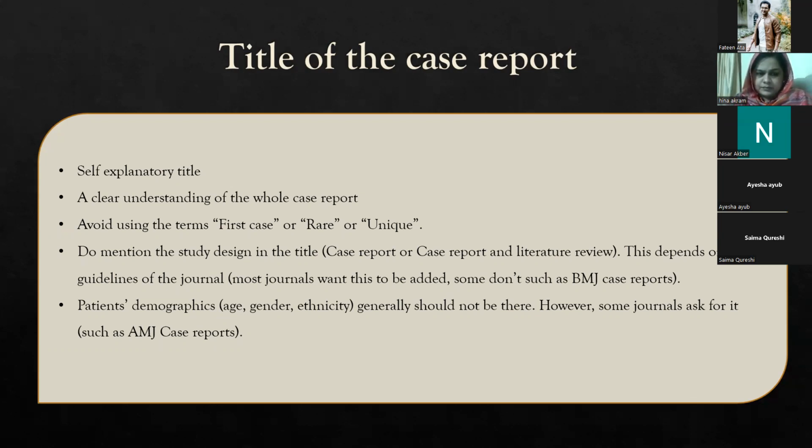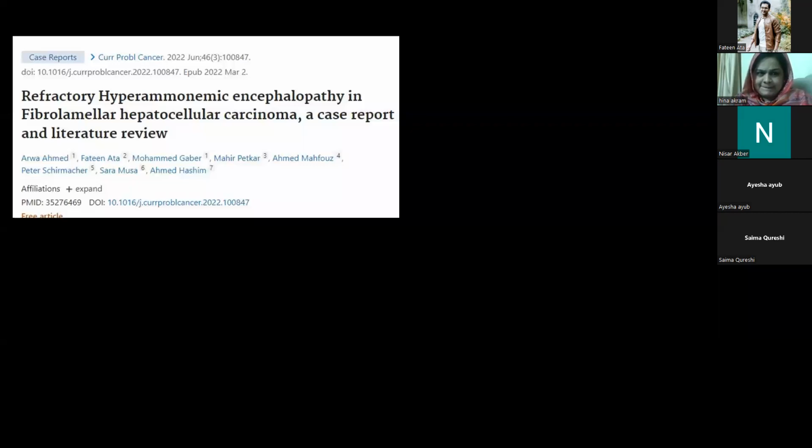Let's see some examples of different titles. So this is a title which basically gives you an idea of the whole case report: refractory hyperammonemic encephalopathy in fibrolaminar hepatocellular carcinoma. So it gives you an idea of what this whole case is about, and then it tells you what the study design is also. It is a case report and a literature review.